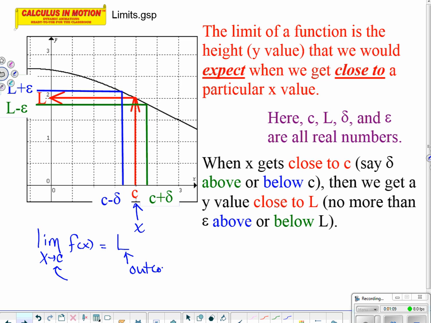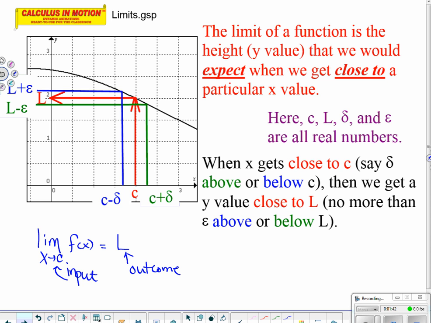So my input, getting close to c for an x value, will determine the outcome. And here's my x value of c. If I were right in here, traveling up, where does it strike my curve right there? And then I come over here. Well, I'm somewhat close to the expected L value, but I'm definitely not right on the L value, or the limit. So we have this notion of epsilon and delta.